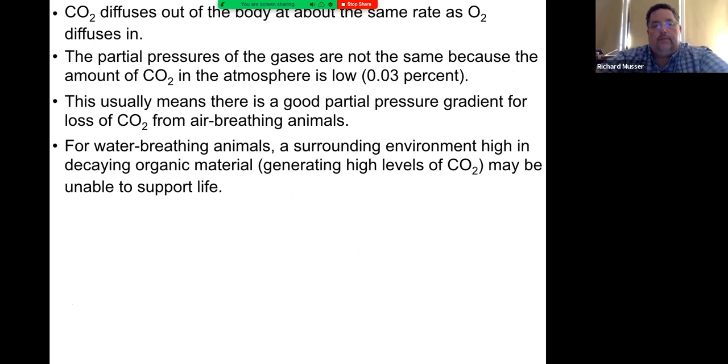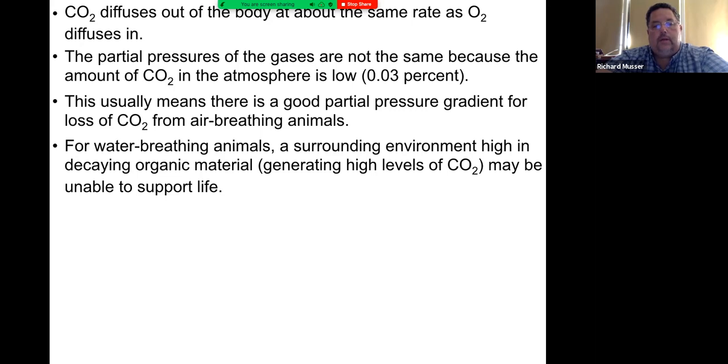Carbon dioxide diffuses out of the body at about the same rate as oxygen diffuses in. But again, the oxygen will ultimately attach to hemoglobin. These are iron-containing proteins that we'll talk about mostly in the next lecture. Carbon dioxide is actually running around in your blood as bicarbonate, so it's dissolved in your blood. And then we'll see a little bit later an enzyme that helps to convert that bicarbonate into carbon dioxide once it reaches your lungs.